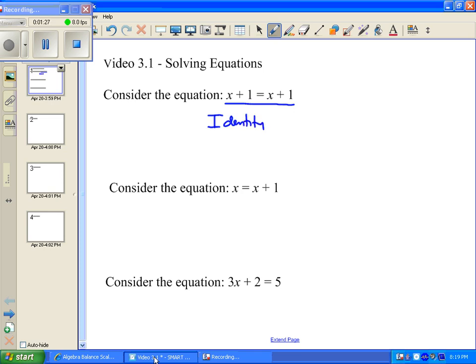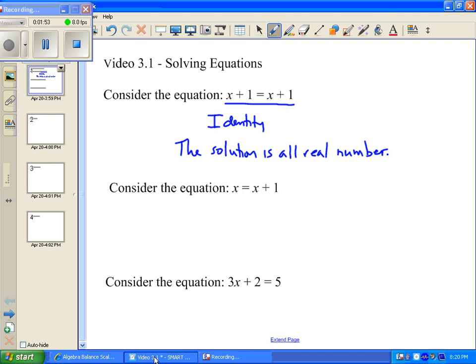And in the case of an identity, both sides of the equation are exactly the same. And when that happens, what we say is the solution for this identity is all real numbers. Now that's just a fancy way of saying any number will work and make this a true statement. So if I replace x with 5, 5 plus 1 is equal to 5 plus 1, well, yes it is.